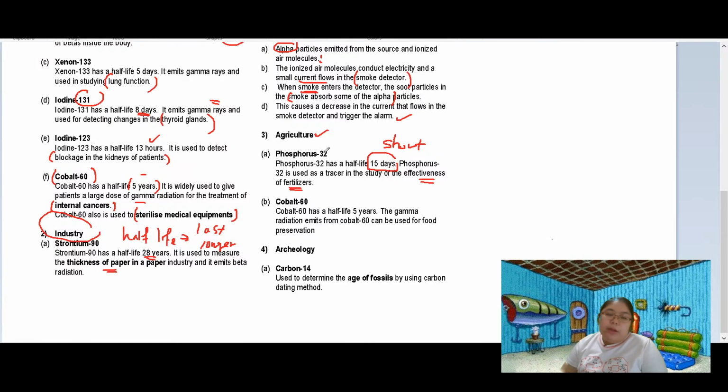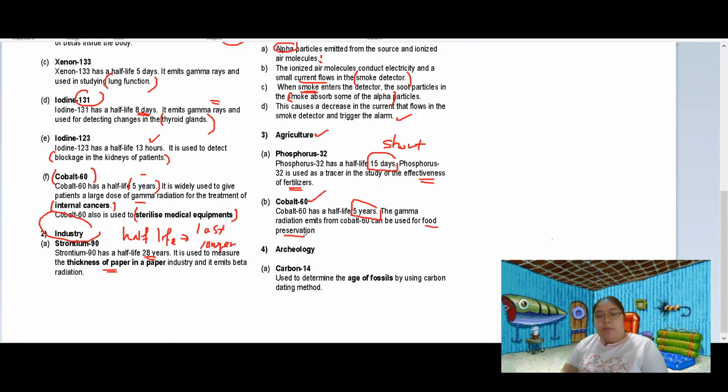Okay. Then agriculture also includes cobalt-60. You can see cobalt-60 appears twice already. This one is under agriculture. This one's half-life is 5 years, the longest. Where are we using it? They use gamma radiation. Cobalt-60 is used for food preservation. So you buy the apple, wow, so beautiful. It can stay for 2 months, never mind, still okay, still can eat because of food preservation at the surface.